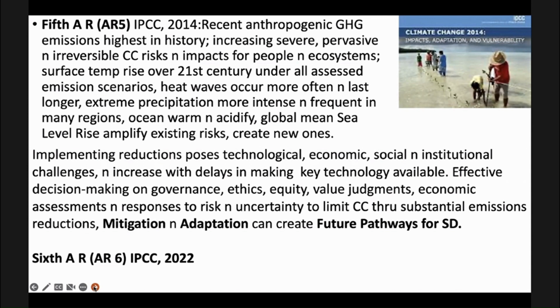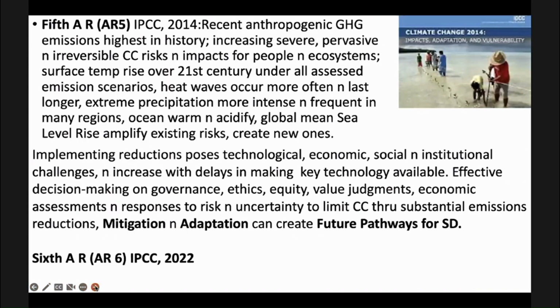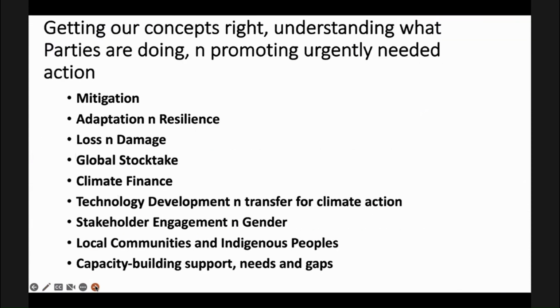And you can see that in 2014 itself, there was an articulation by the climate change community about its links to sustainable development. The 6th assessment report, I'm not going to talk about, but I would like to thrash out a few concepts. No, that took place last year. It's important to read it. I encourage you to read it.